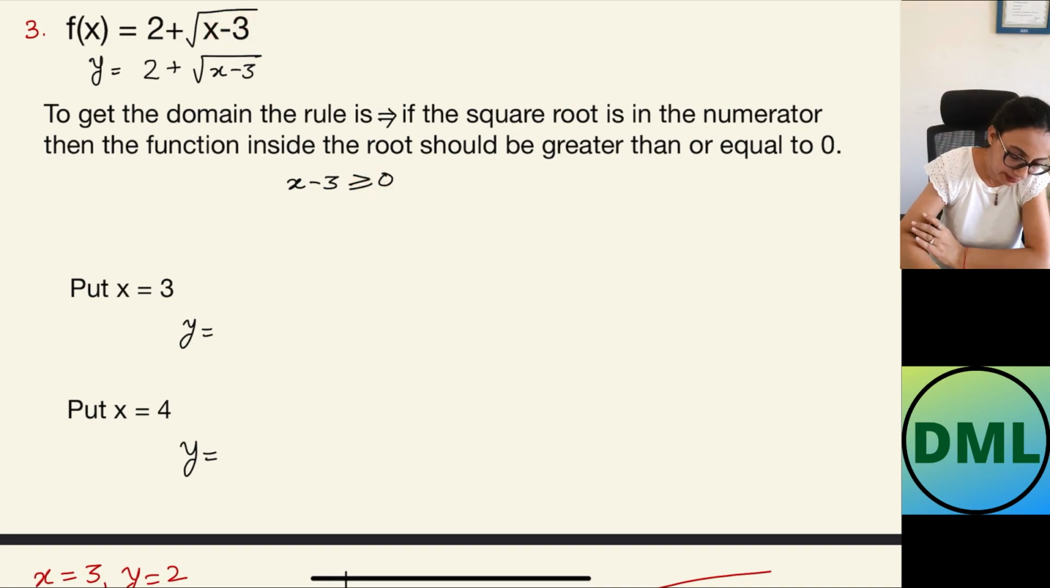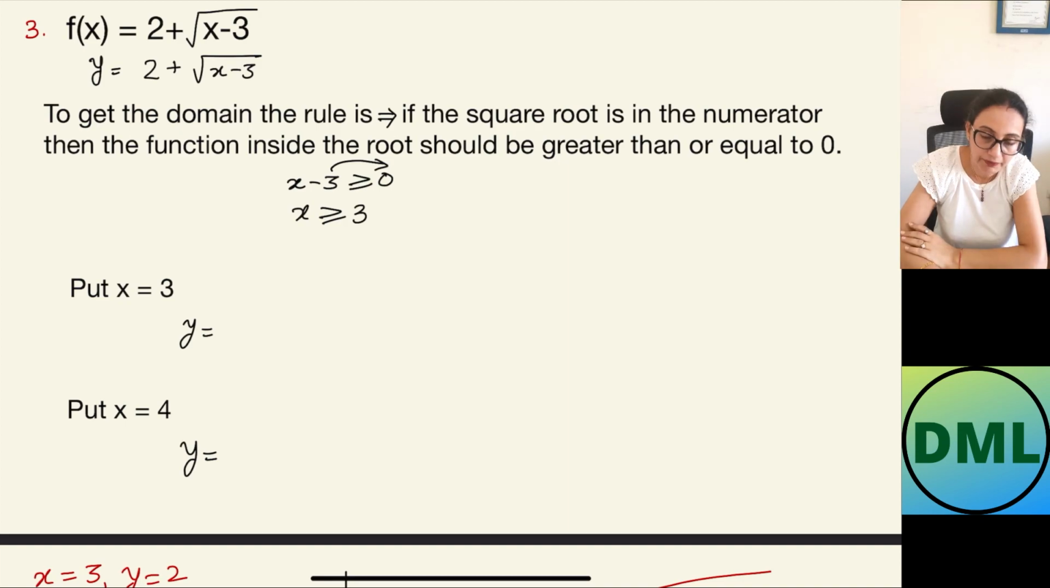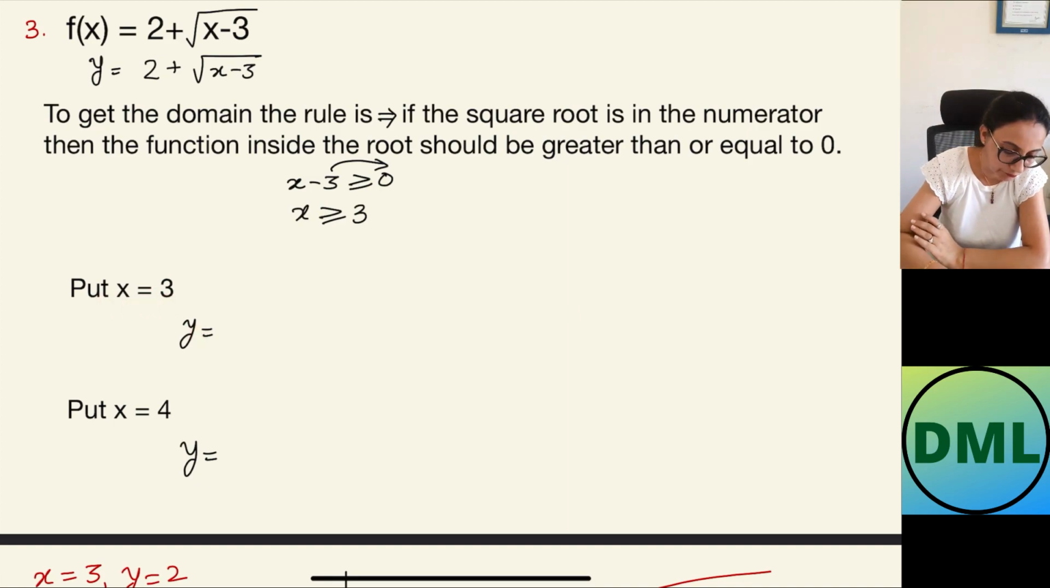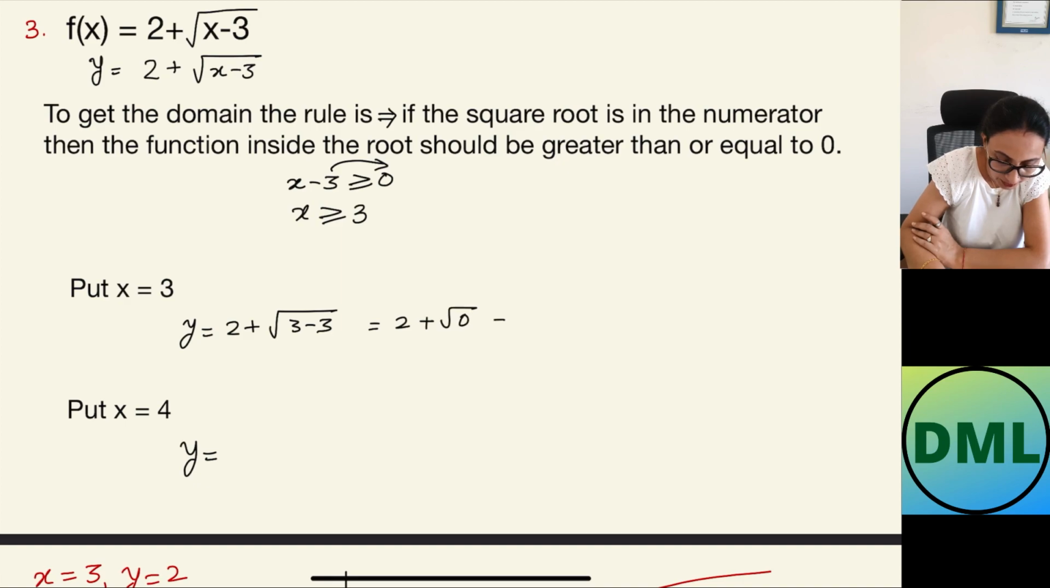What is the value for x? Moving this minus 3 to the other side, x will be greater than or equal to 3. The values x will take are all greater than or equal to 3. Let's substitute x is equal to 3 in our function. We will get y is equal to 2 plus root of 3 minus 3. If you solve it, that will be equal to 2 plus root 0, which is equal to 2 only. The graph passes through the point 3, 2.